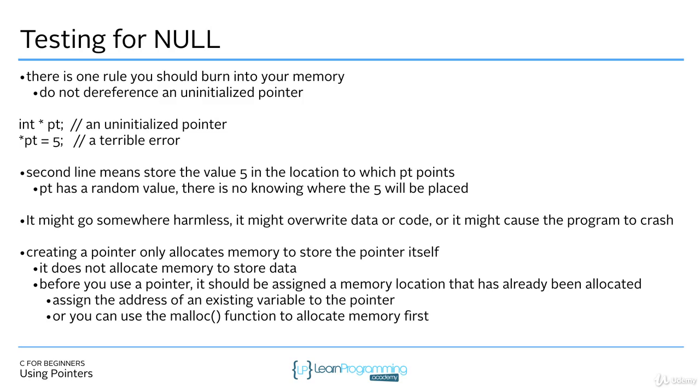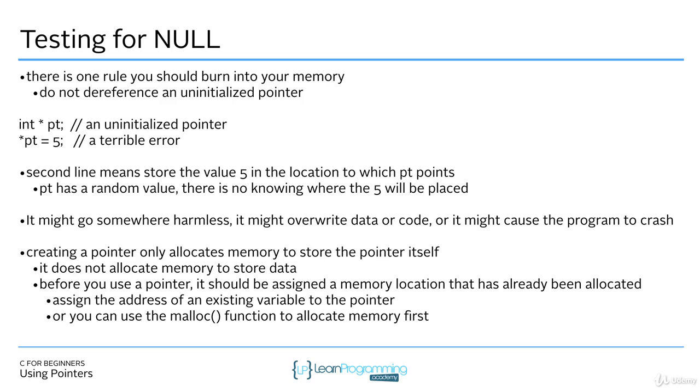So it does not allocate memory to store the data. Before you use a pointer, it should be assigned a memory location that has already been allocated, right? Or you have to use dynamic memory allocation using malloc, which we'll talk about. So you either assign the address of an existing variable to the pointer, or you use malloc, which is dynamic memory allocation. But keep that in mind.